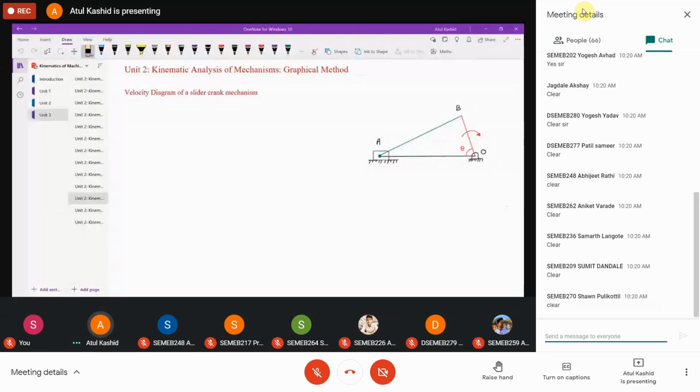Okay, so now a very simple example we'll consider over here. This is the slider crank mechanism. Now I want to draw the velocity polygon for this slider crank mechanism. Again, I'm not going to take the dimensions. I will assume that for the point B over here, we know the magnitude as well as the direction, right? So how we can draw the velocity polygon for this, that we'll see, right?